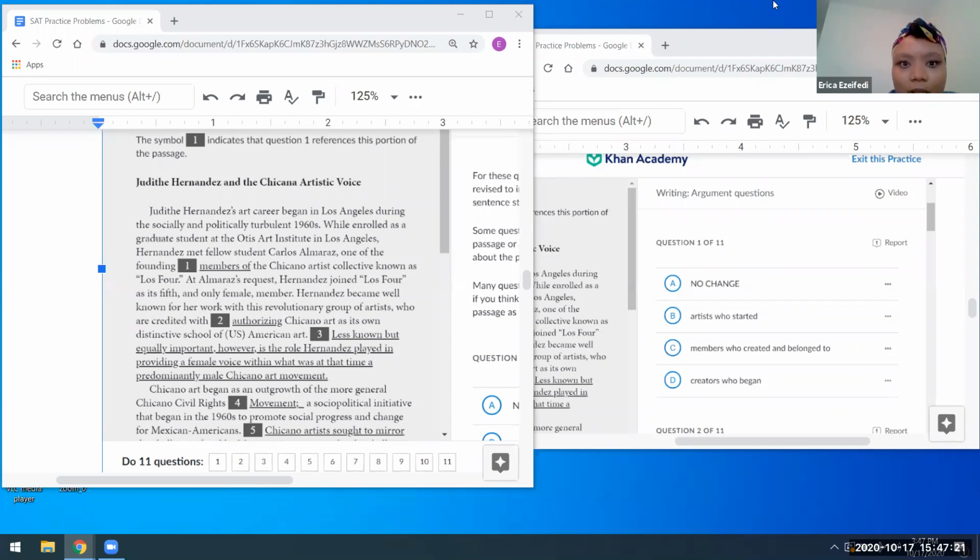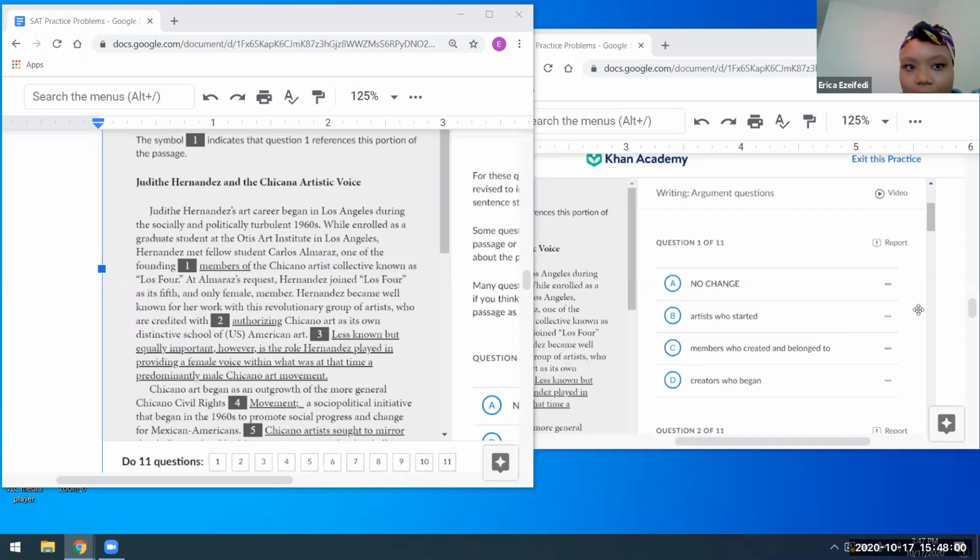Another chat comment? Yes. Yeah, Brianna, you're right. Divya said it already says one of the founding members. Yes, so it does start to be redundant once you read one of the founding members who created and belonged to the Chicano artist collective. The word founding already takes care of who created and belonged to. So you're both right, it is redundant.